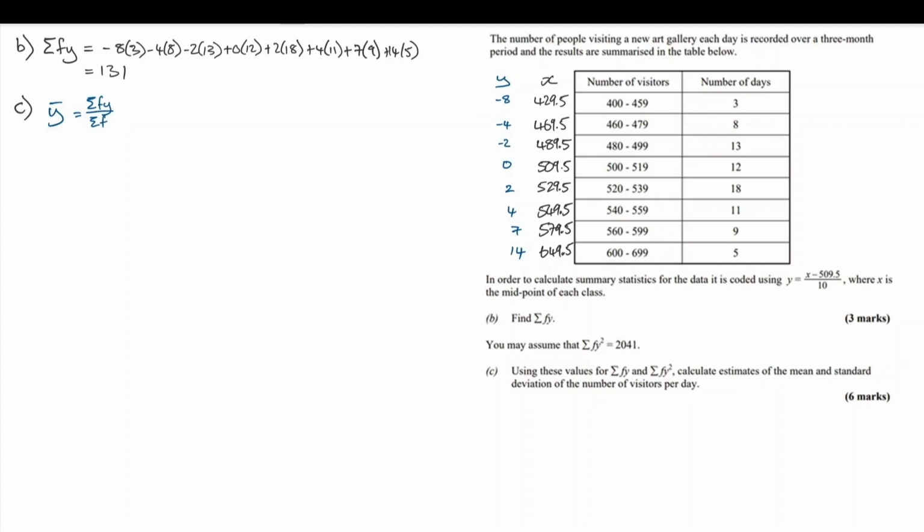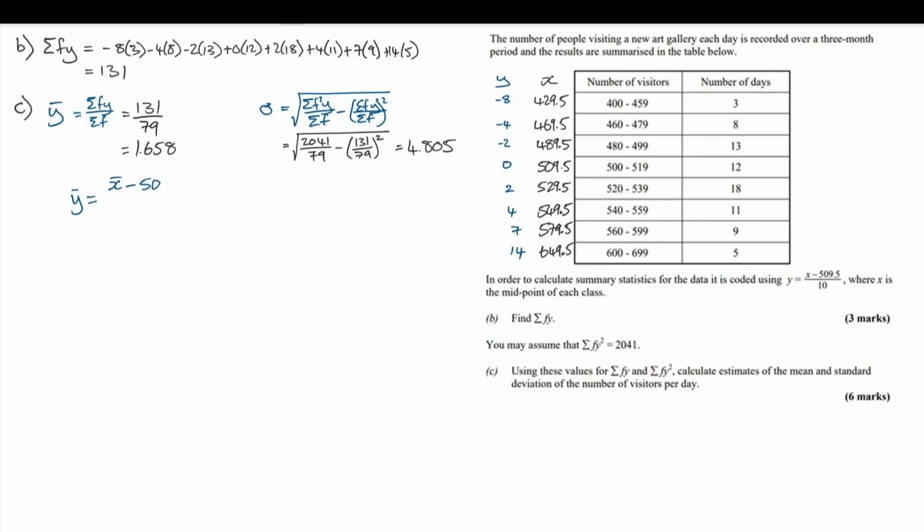So let's go ahead and find y bar. That's going to be the sum of fy over the sum of f. It's 131 over 79, 1.658. And we can go ahead and find the standard deviation. That's going to be the square root of the sum of fy squared over the sum of f, minus the mean squared. Substituting in the values that we have, 2041 over 79 minus the same fraction from y bar, 131 over 79, squared. That gives us a standard deviation of 4.805.